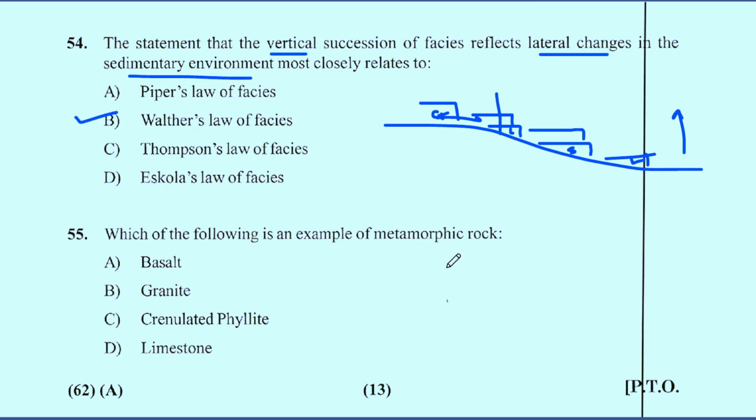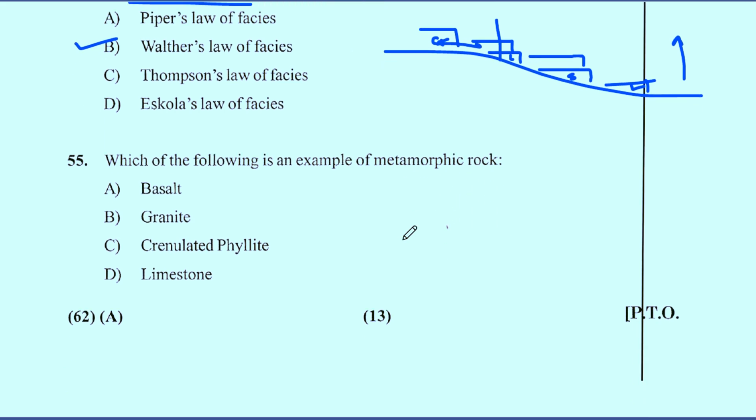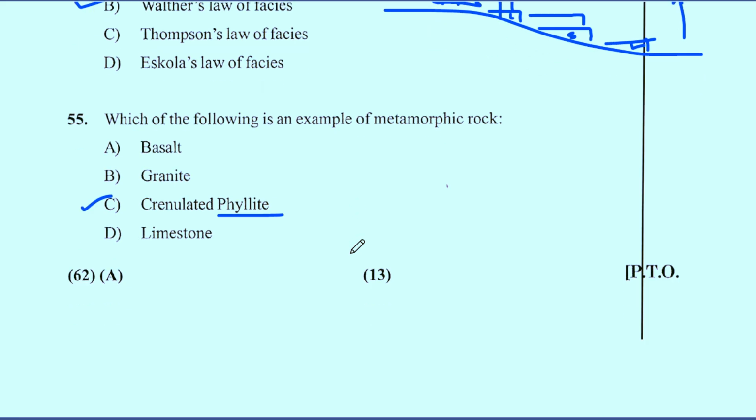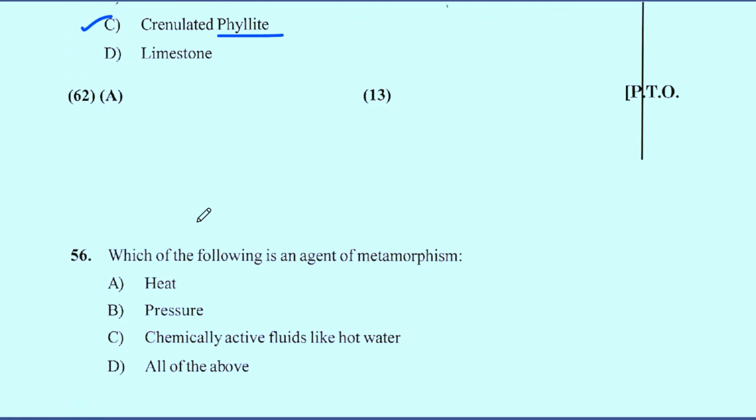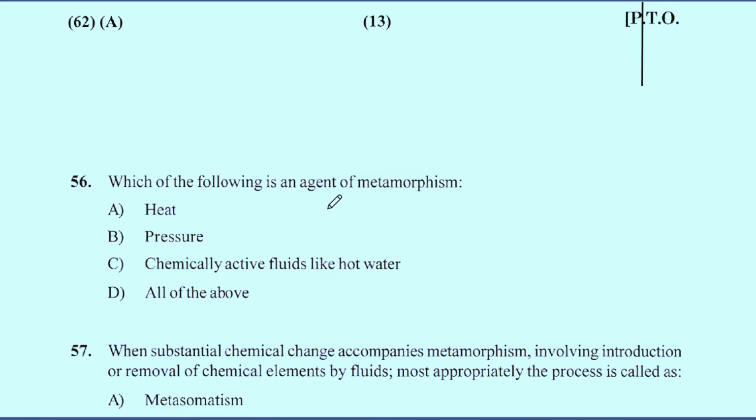Next is, which of the following is an example of metamorphic rock? It is a simple question. It is phyllite. Shale, slate, phyllite, gneiss, schist, okay. Which of the following is the agent of metamorphism? Heat, pressure, all are agents.